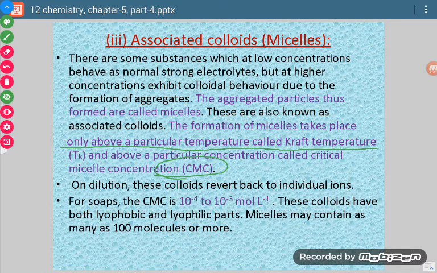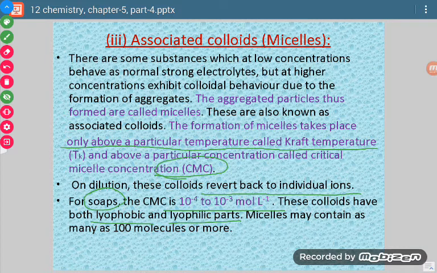On dilution, these colloids revert back to individual ions. If we dilute again, it means we have reduced the concentration, then those micelles will break down and it will again behave as a normal electrolyte. Soap is an example of an associated colloid. Soap and detergent are the best examples of associated colloids. CMC is 10 raised to power minus 4 to 10 raised to power minus 3 mole per liter. These colloids have both lyophobic and lyophilic parts.